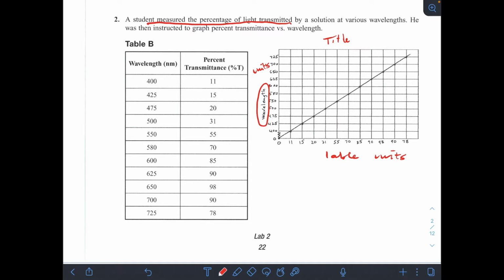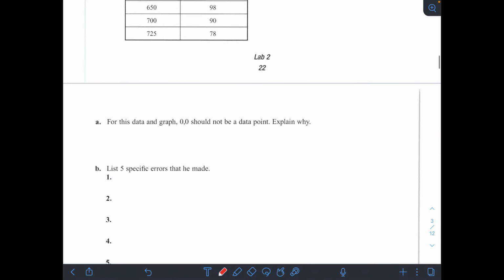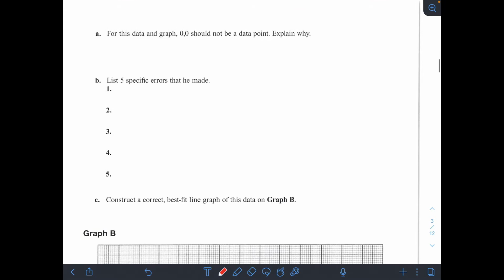Okay, notice that the markings on the x-axis down there at the bottom are not consistent. So you go from 11 to 15, that's a span of 4, and then 15 to 20, that's a span of 5, and then 20 to 31, that's 11. Okay, you need to make sure that these things are even, right? So I'm trying to help point out some mistakes.